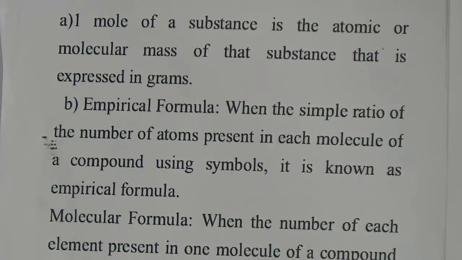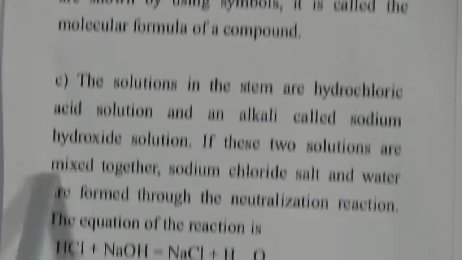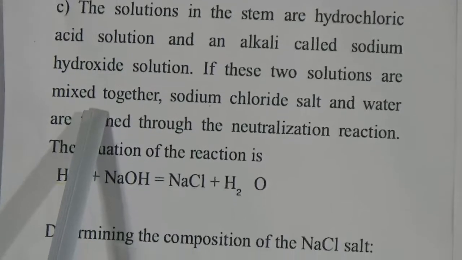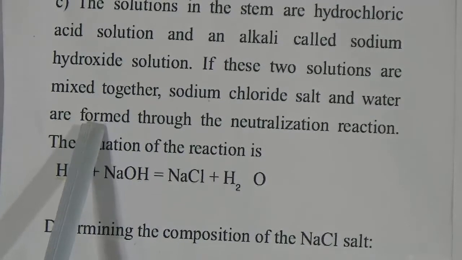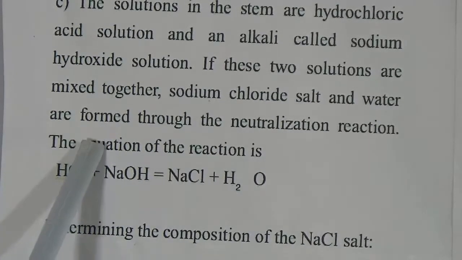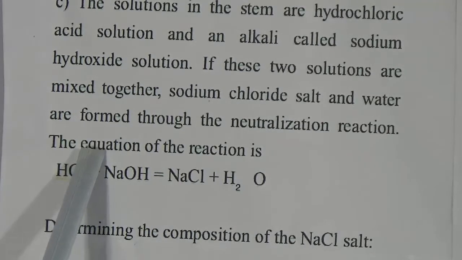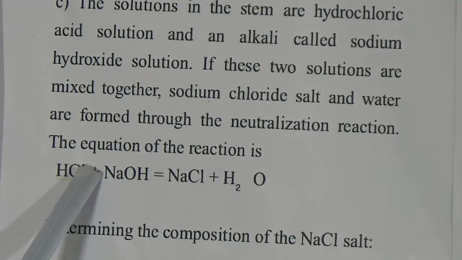Now come to answer C. We have to determine the composition of salt that can be formed by combining the solutions shown in the stem, that is hydrochloric acid and sodium hydroxide. Hydrochloric acid is an acid and sodium hydroxide is a base. When they react with each other, they produce sodium chloride salt and water.